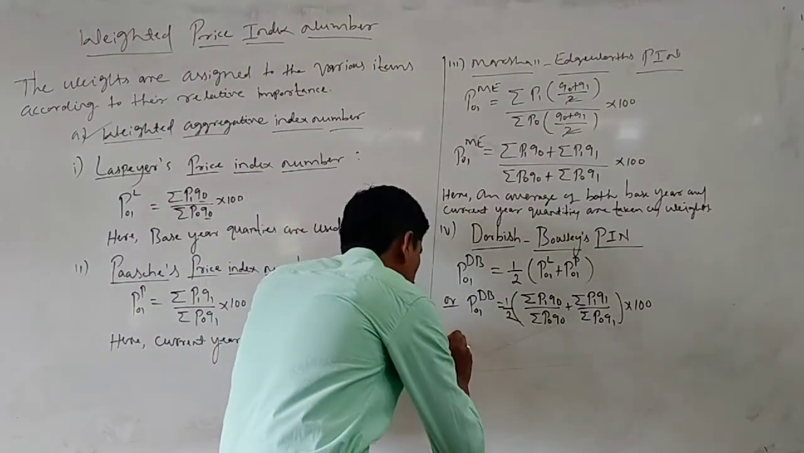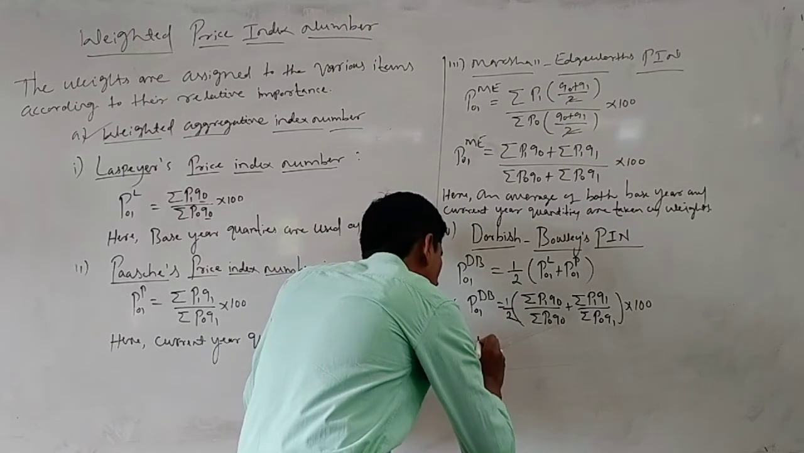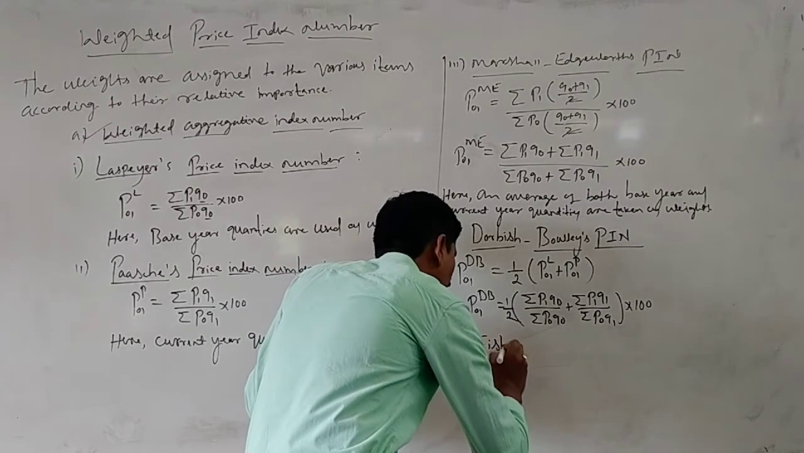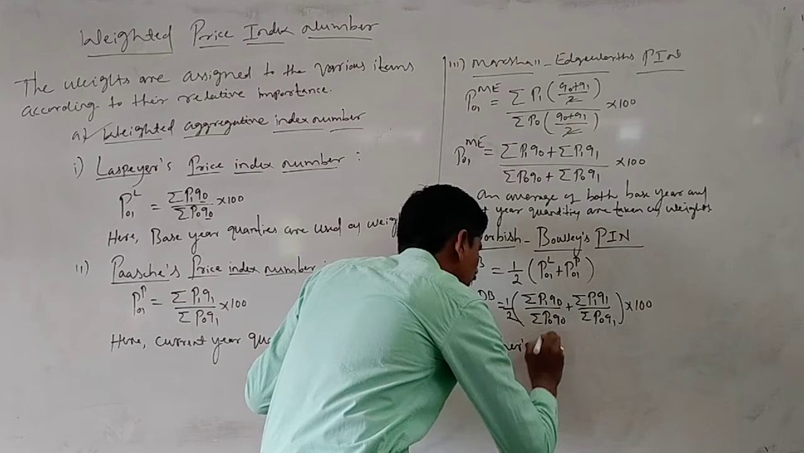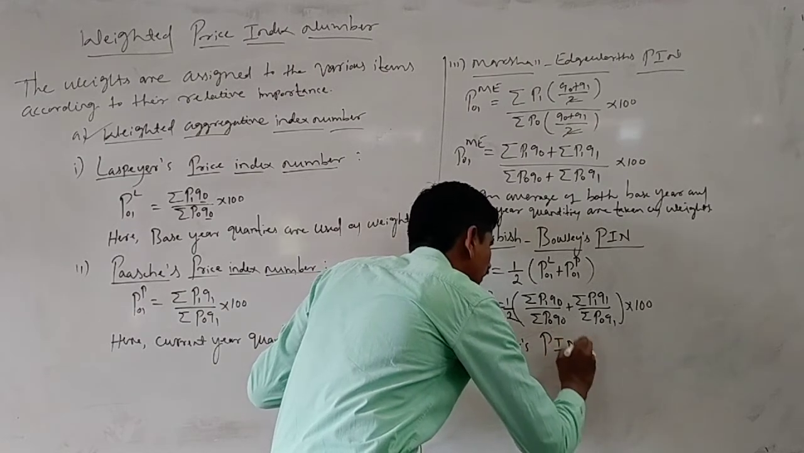The next, fifth one, is Fisher's price index number.